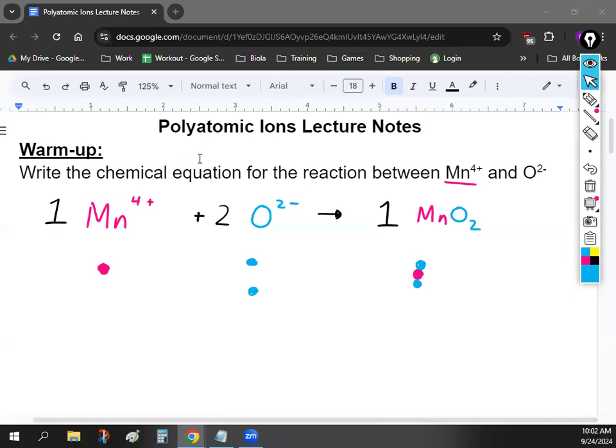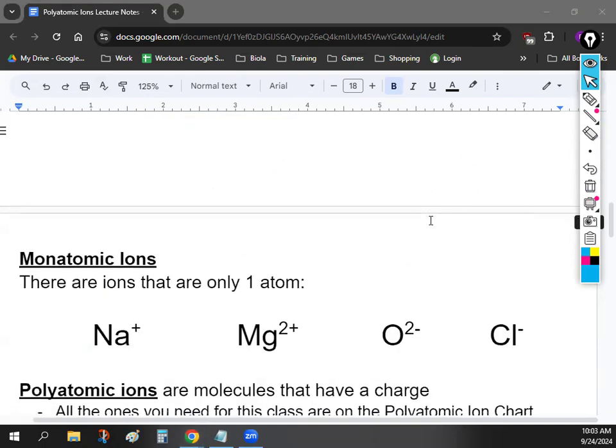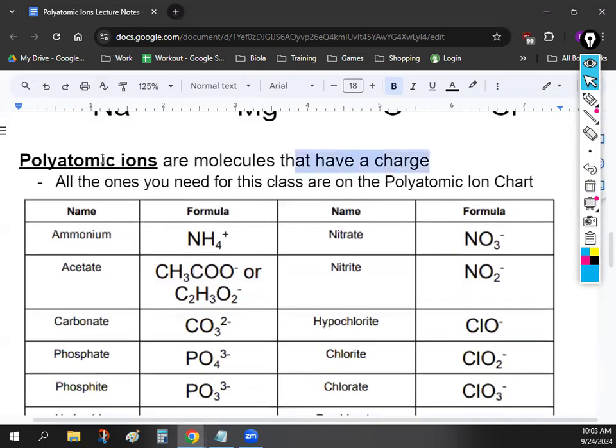If you notice, all the stuff we've been doing, we've been looking at ions that are made out of only one element. We go on the periodic table, look at one element, and look at whether it's positive or negative. Today, though, we're going to be looking at something called polyatomic ions. I want you to write down the term polyatomic ions somewhere on your paper. Polyatomic ions are molecules that have a charge. So write that definition down.